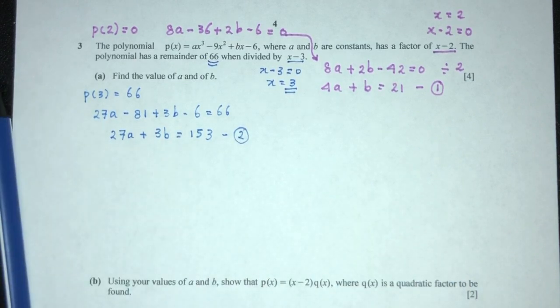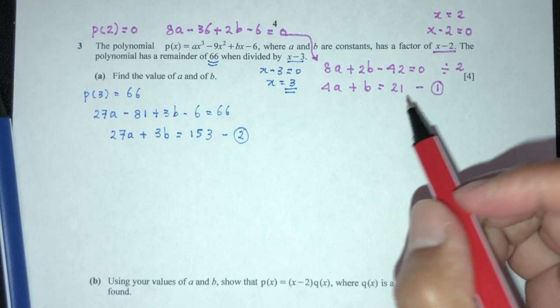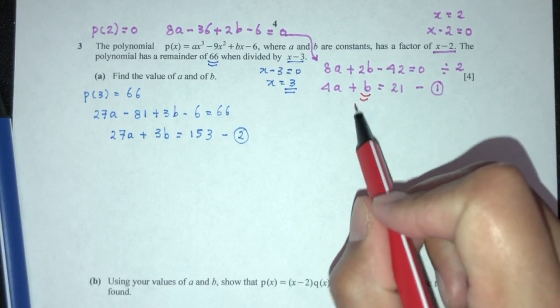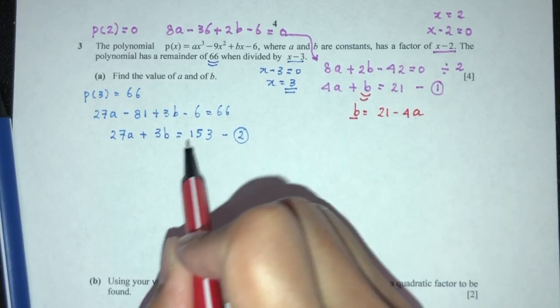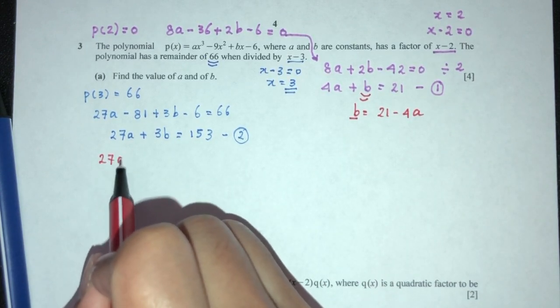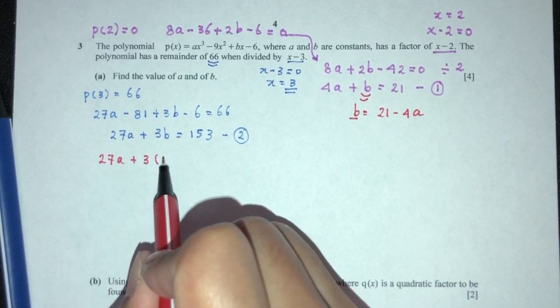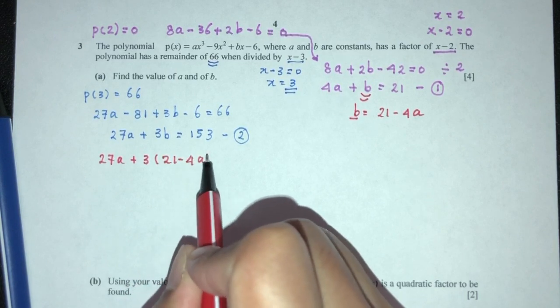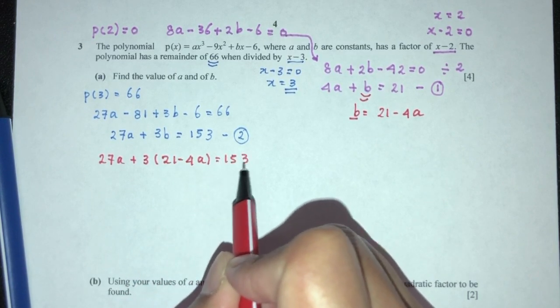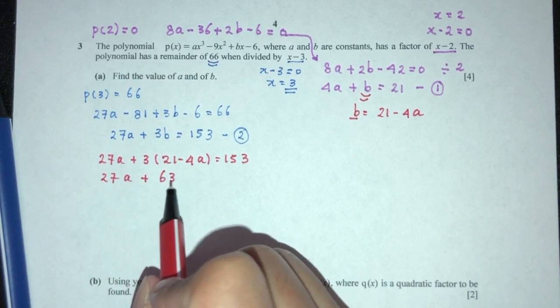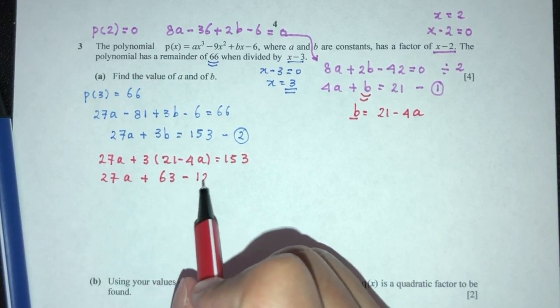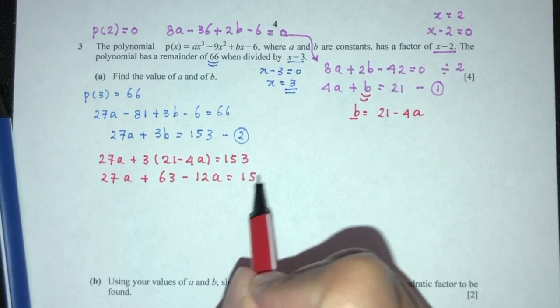Now obviously we have two equations right here. We can solve simultaneously to find the values of a and b. Here I can make a or b become the subject, so b will be 21 minus 4a. Replace b in this one, you will have 27a plus 3b. b is also 21 minus 4a. That will be 153. That will be 27a plus 63 minus 12a have to be 153.